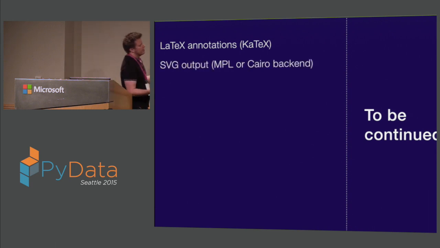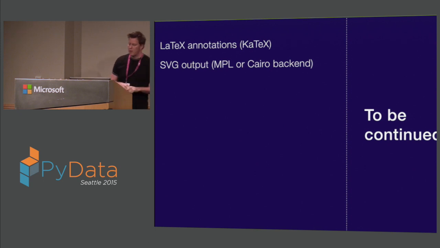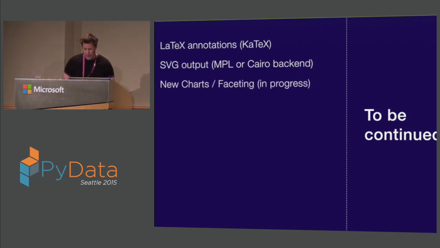Also looking at static and headless SVG output. The long-term plan for that is absolutely to use MPL. I think that's probably not going to be ready until maybe next year sometime. And so in the short term, we'll probably have something based maybe on Cairo that can let you get static output. Working on new higher level charts and faceting.